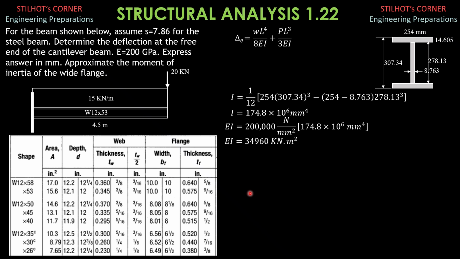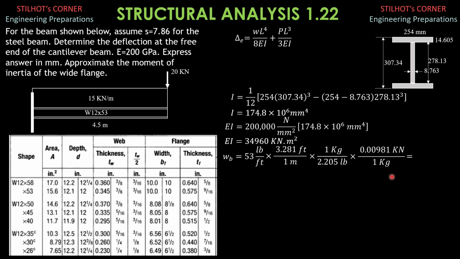So let's compute the uniform weight of the beam. It is equal to 53 pounds per foot. Let's use this first. Times 1 foot per 0.3048 meter, or 3.281 feet is 1 meter, and 2.205 pounds is 1 kilogram, and 1 kilogram is 9.81 newtons, or 0.00981 kilonewtons. Let's convert it directly to kilonewtons. So this is now in kilonewtons per meter. So it is equal to 0.774 kilonewtons per meter.